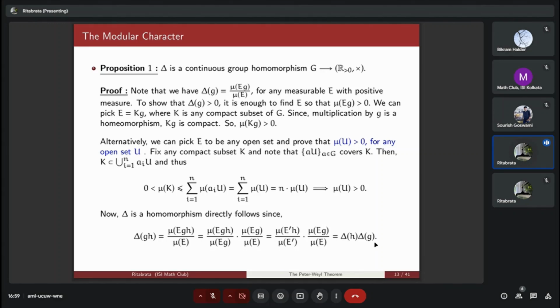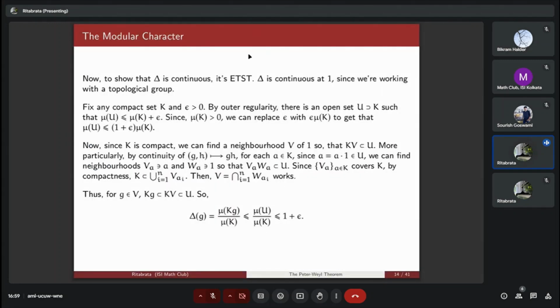So the only thing that we need to prove is that delta is a continuous homomorphism. Again, since G is a topological group, to show that a map is continuous, it's enough to show that it is continuous at 1, the identity element. So we fix any compact set and any positive epsilon. We need to show that if G is very close to 1, then delta of G is also very close to 1. These two ones are different. One is the identity element in the group G, and one is 1 in the real numbers. Whatever, it's a notational thing.